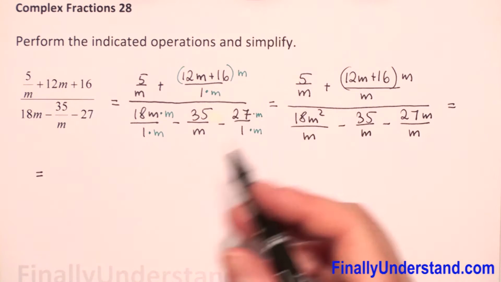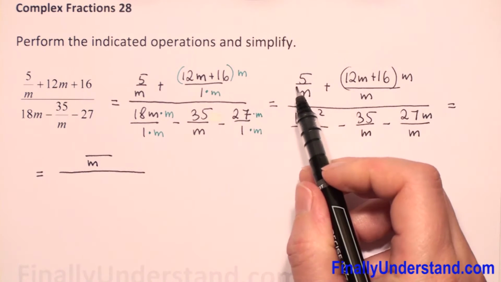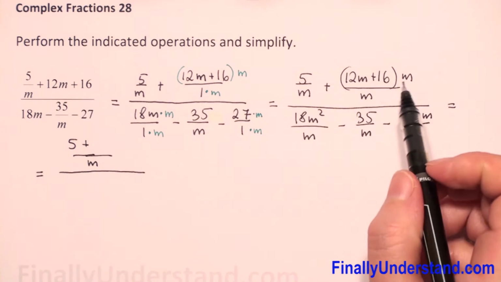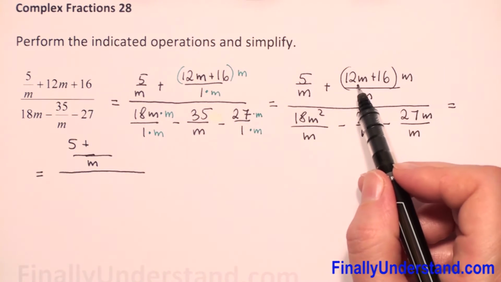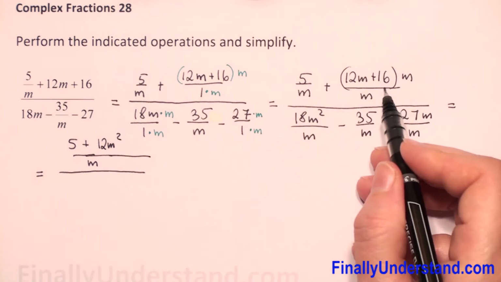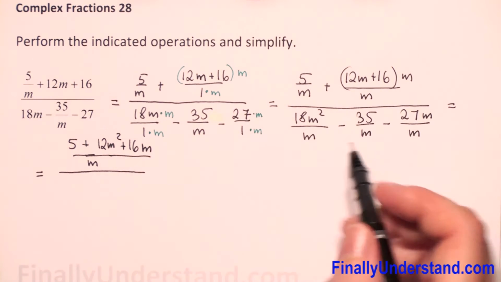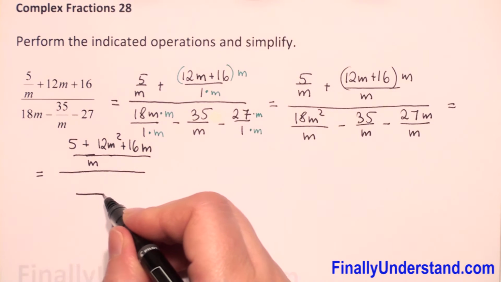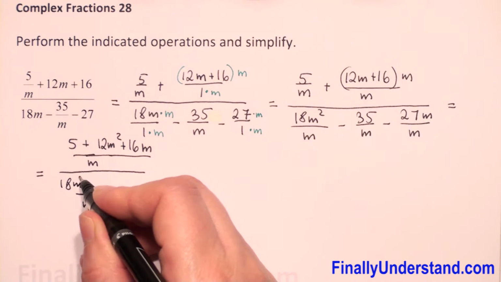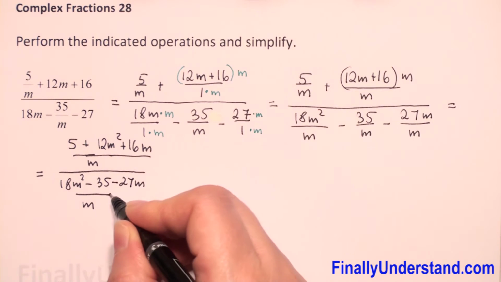Now when we have the same denominator, we just copy the denominator and we have to add numerators. So we have 5 plus, and we can do the multiplication. We have 12m times m will be 12m squared, 16 times m, so plus 16m. And in the denominator we have subtraction. The denominator is m, so now we have to subtract numerators. We have 18m squared minus 35 minus 27m.